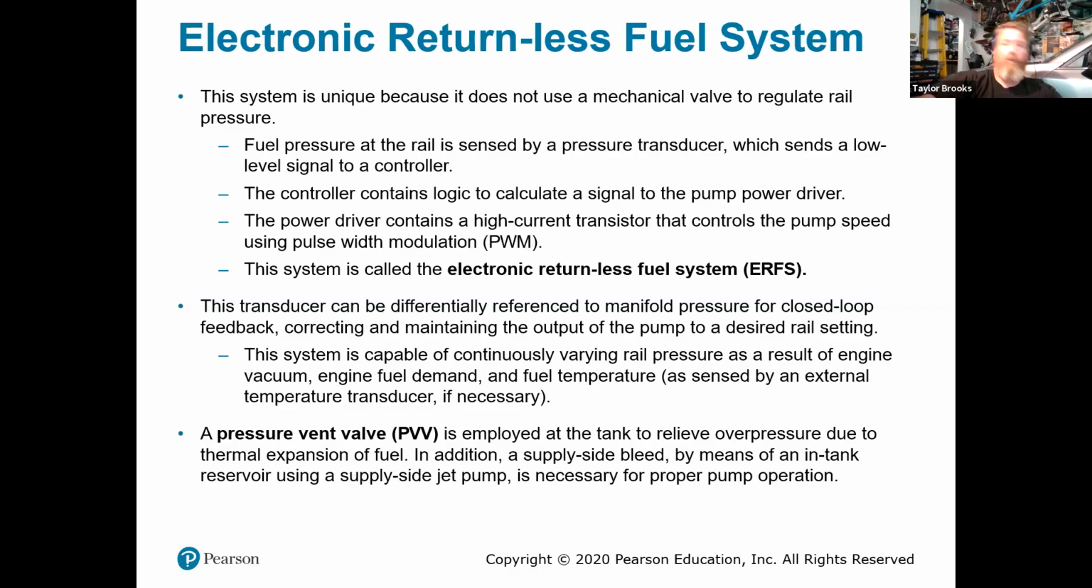But in a returnless style system, what we can do is have a fuel pressure rail sensor that is a pressure transducer that detects how much fuel pressure is at the rail, and the PCM or engine controller can calculate exactly how much we can reduce or pulse the fuel pump to maintain a constant fuel pressure.